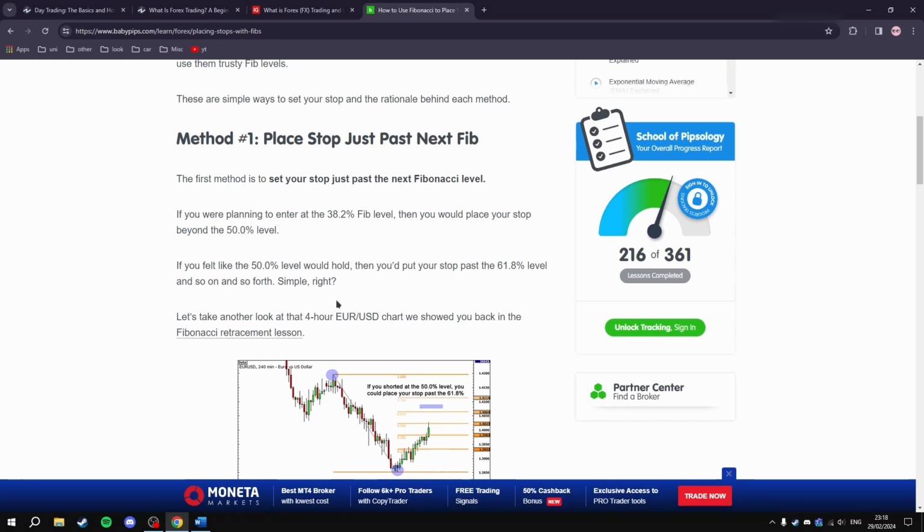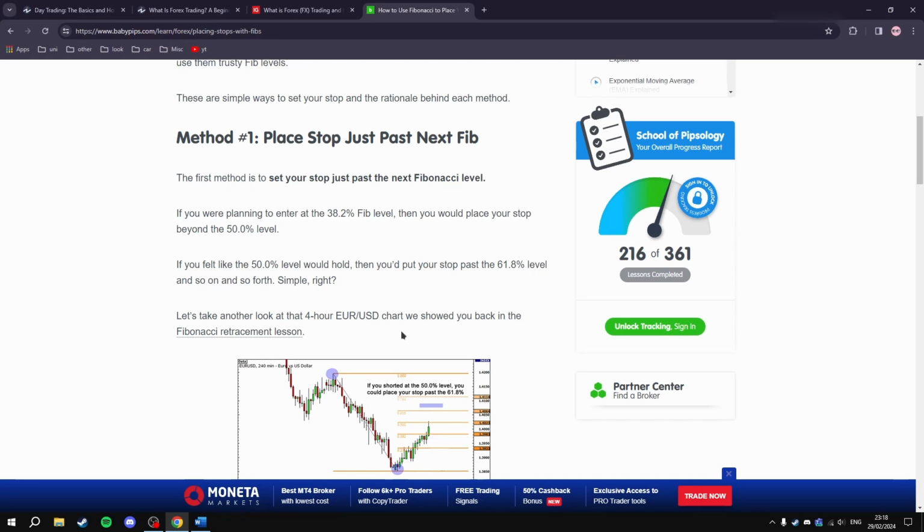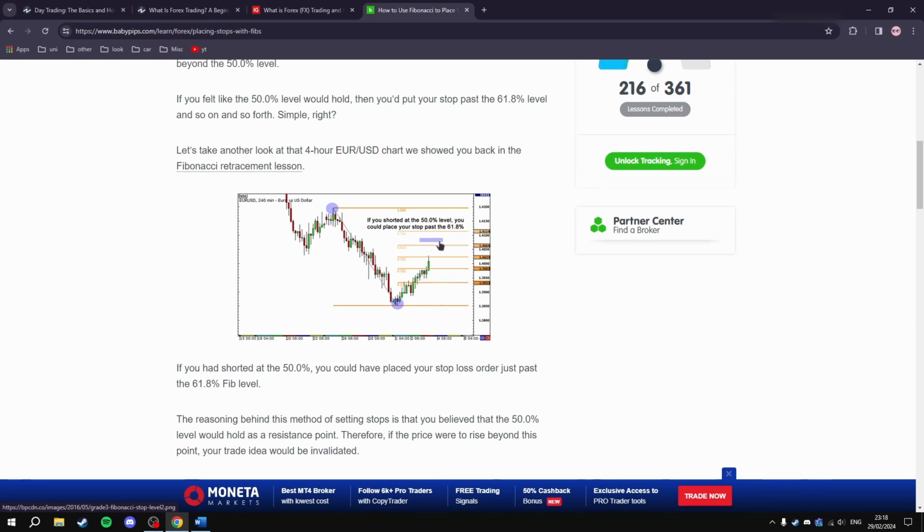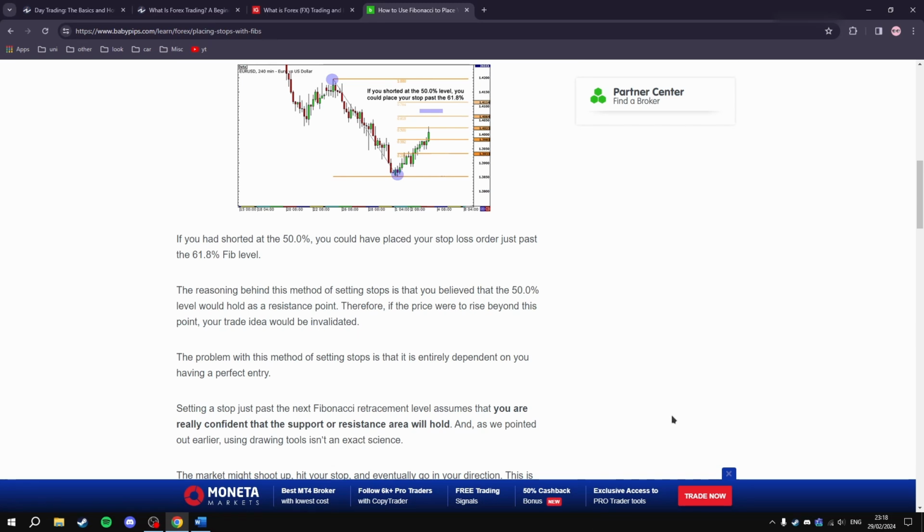Simple, right? Let's take another look at the 4-hour Euro USD chart we showed you back in the Fibonacci retracement lesson. So this one, if you had shorted at 50%, where's 50%? Right about here, you could have placed a stop loss order just past the 61.8% fib level. So you could place a stop past the 61.8%. The reasoning behind this method of setting stop loss is that you believe that the 50% level will hold as a resistance point. Therefore, if the price were to rise beyond this point, your trade idea will be invalidated.